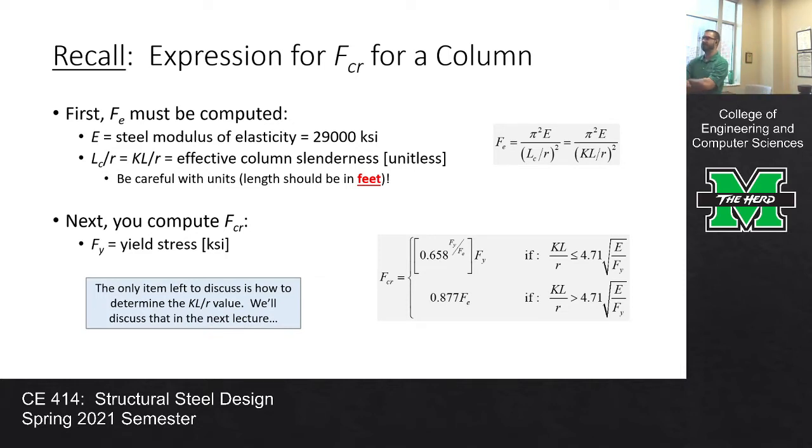The inelastic range is governed by this 0.658 raised to the Fy over Fe. That fraction Fy over Fe is an exponent. You don't take 0.658 times Fy over Fe. It's 0.658 raised to the Fy over Fe. And you multiply all of that times Fy. And then for the elastic range, it's just Fe reduced a bit. That reduction is for the imperfections.